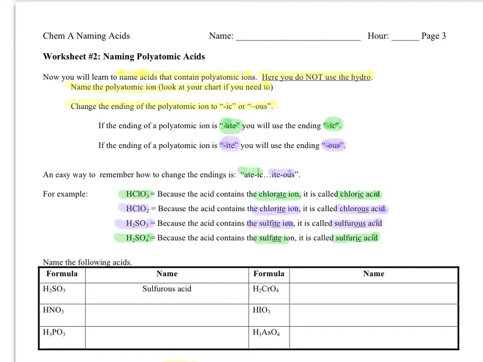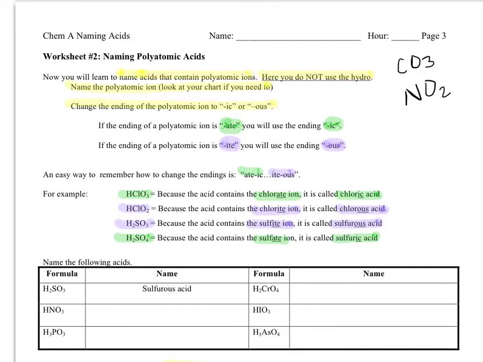So you might have to refresh yourself on that big list of polyatomic ions. Remember, polyatomic ions are things like CO3, which is carbonate, or NO2, which is nitrite, those groups of atoms that stick together and have a charge.